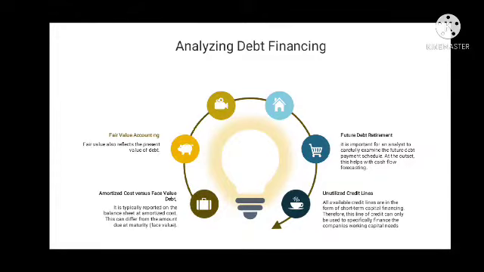And the fourth is unutilized credit line. All available credit lines are in the form of short-term capital financing. Therefore, this line of credit can only be used to specifically finance the company's working capital needs.